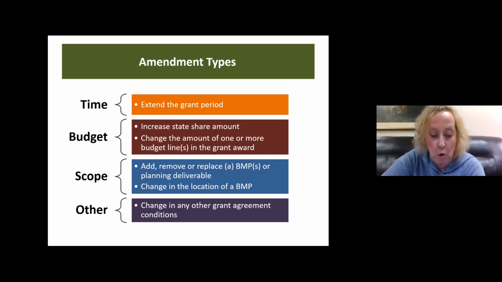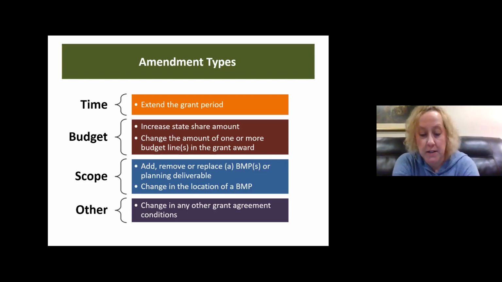The next category of an amendment is a budget amendment. If a grantee wants to increase the state share amount of one or more budget lines in the grant, this is a budget amendment. In many cases, a budget amendment does not change the total grant award, but it instead shifts money from one budget line to another within the grant agreement.